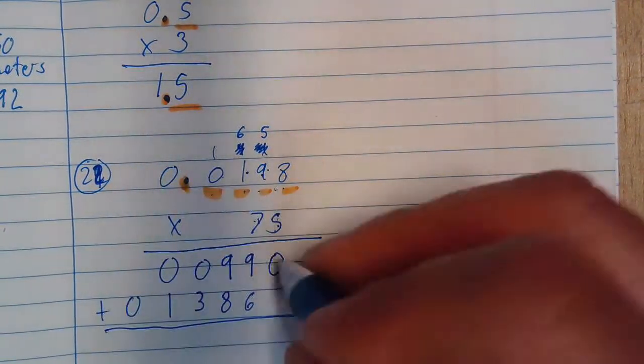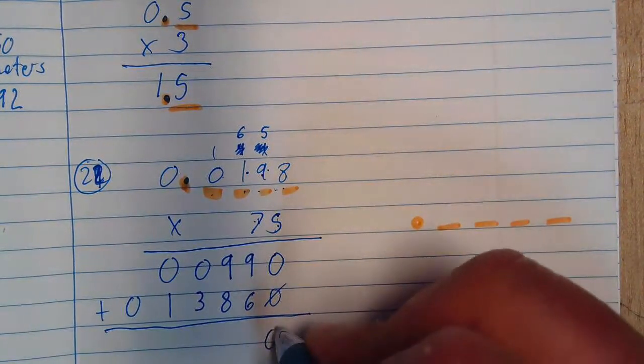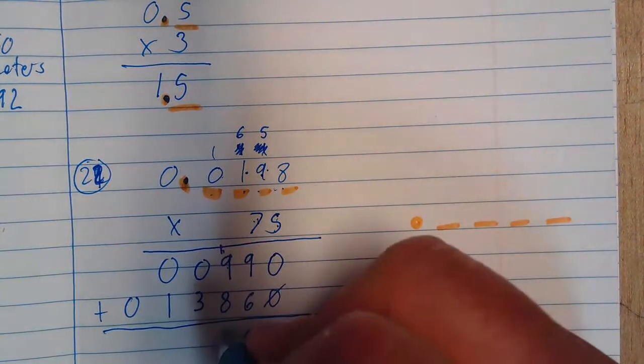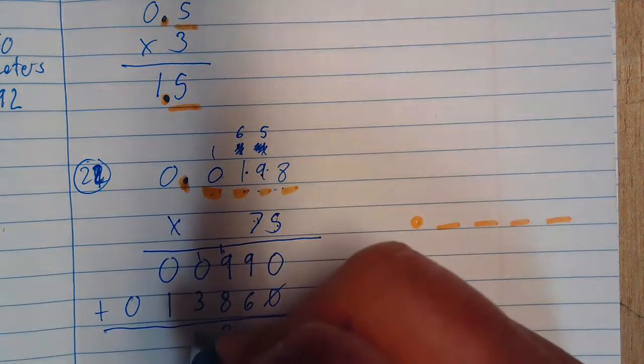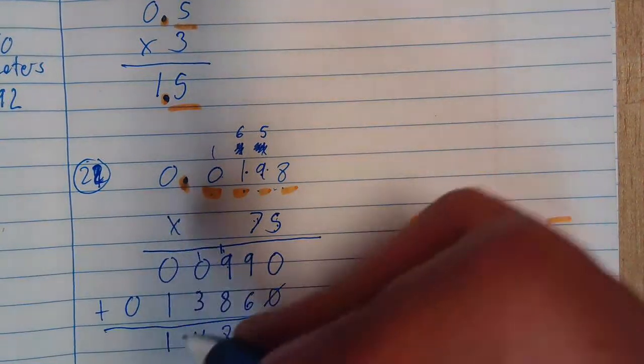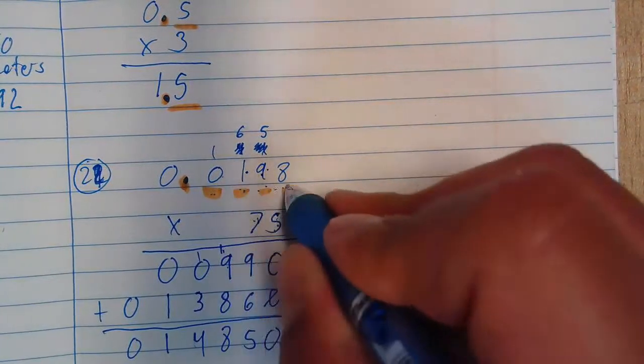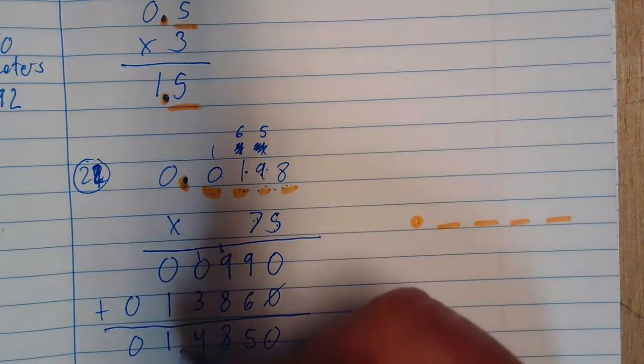I'm going to add all of that together. Here's my place value holder. 0 plus 0. 9 plus 6 is 15. 9 plus 1 is 10, plus 8 is 18. 3 plus 1 is 4. 0 plus 1 is 1. And then 0. 1, 2, 3, 4 place values.